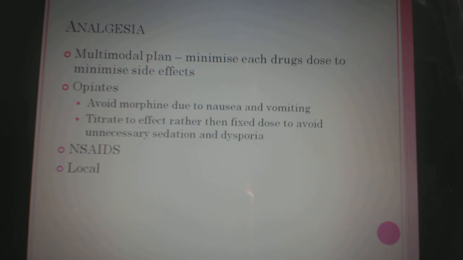Non-steroidals, absolutely fine to use in diabetics, but if we are using non-steroidals in diabetics, we need to be aware of that risk of hypertension and make sure that we don't allow them to become hypotensive, because if they do, that could potentially risk renal effects.